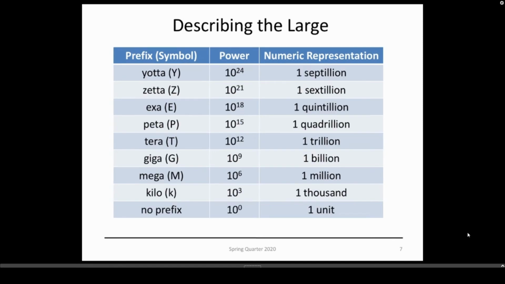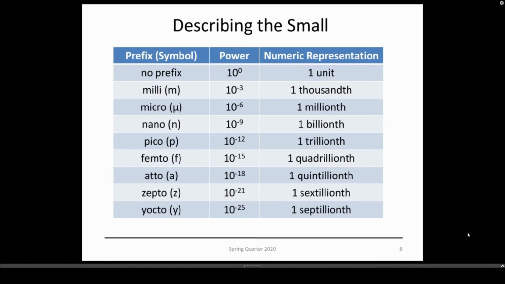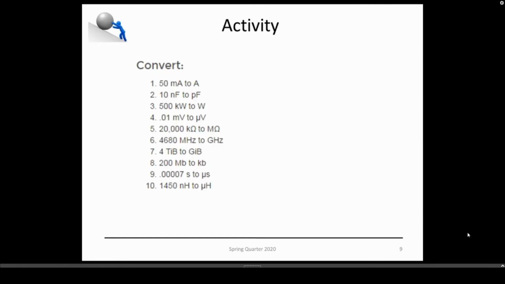So we can describe the large. We are familiar with the 1000, which is the kilo. But if we have 6 zeros, we go to mega. If we have 9 zeros, we go to giga. If we have 12 zeros, tera, and so forth. And the same thing we have to describe the small. So when we have minus 3, we have the milli, minus 6, the micro, minus 9, the nano, minus 12, the pico.